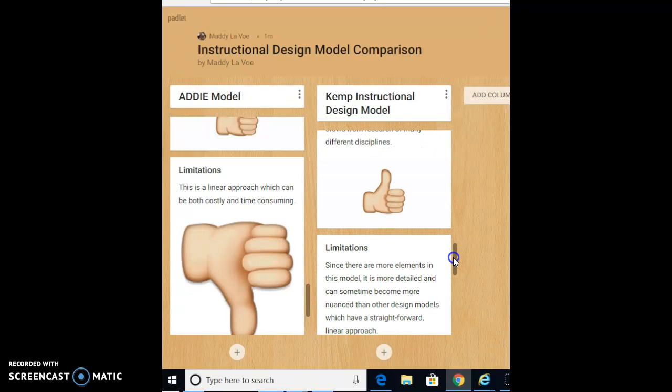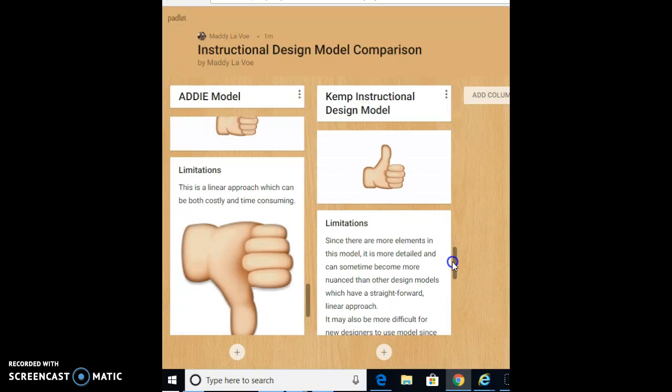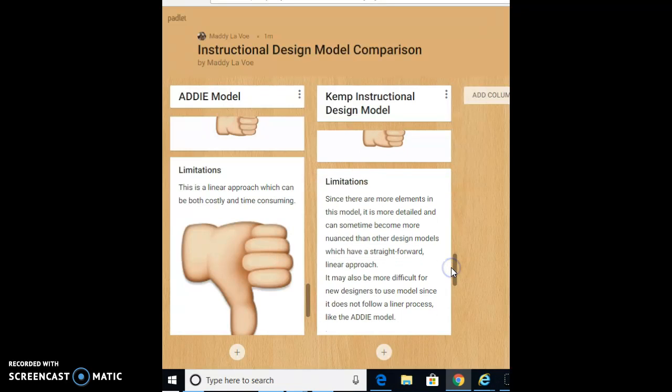Some of the limitations of the Kemp model: since there are more elements in this model, it is more detailed, which you could flip it around and say maybe that's a strength, but it can sometimes seem to be a bit more nuanced than other design models, which do have that more straightforward linear approach. This model might also be more difficult for new designers to use, since it doesn't have that linear approach, and it might seem a little bit confusing to decide what the starting point is with those 9 elements.